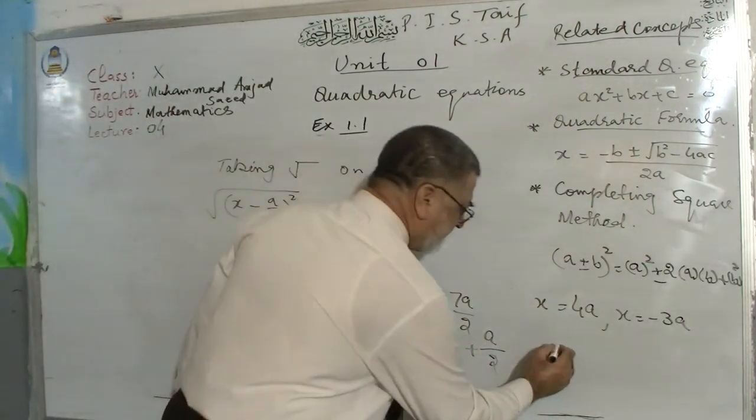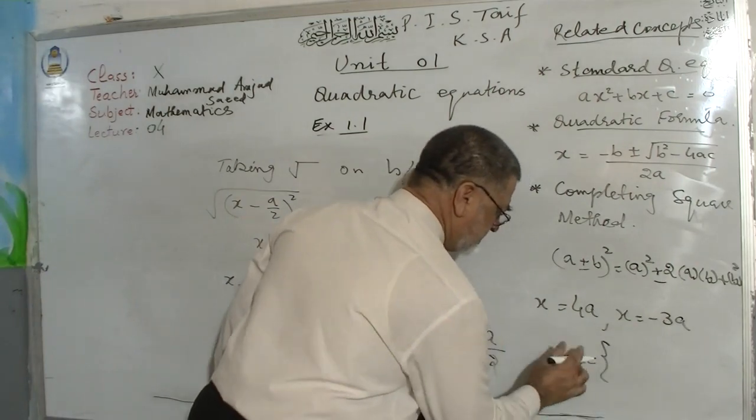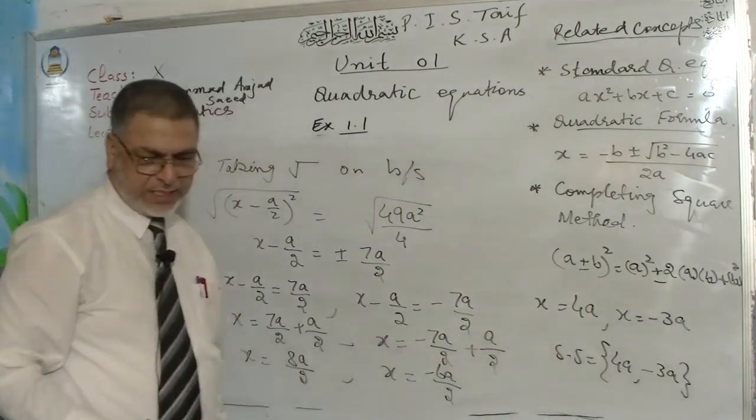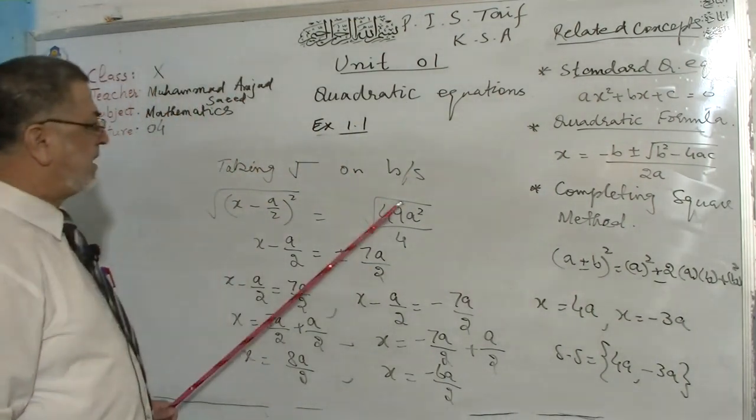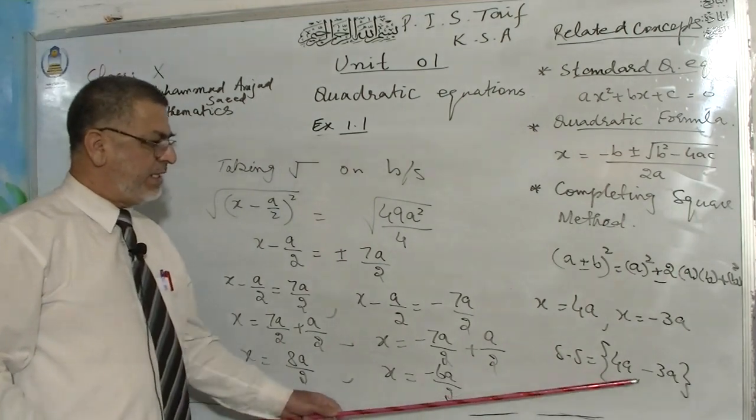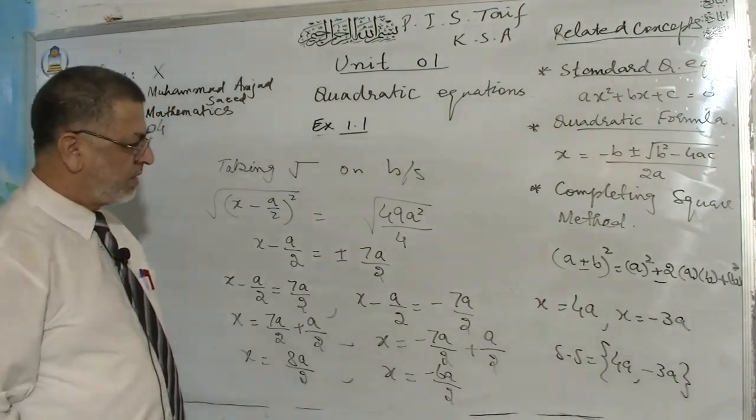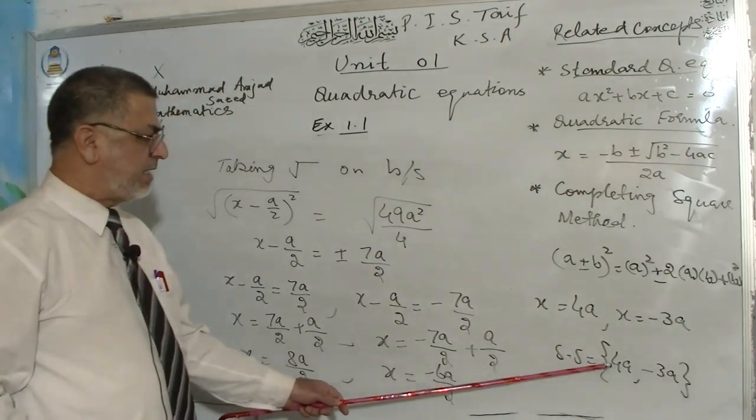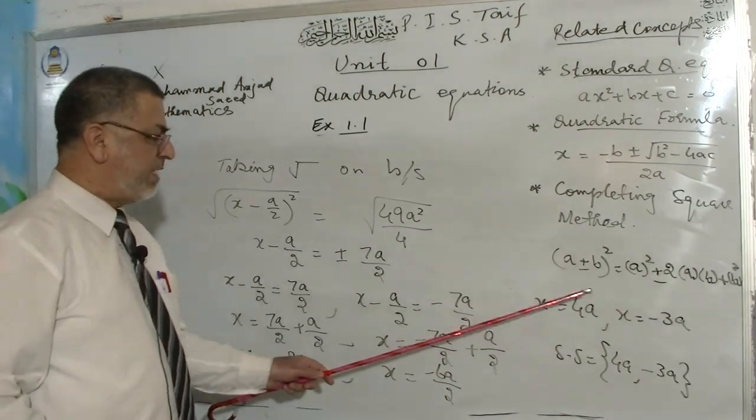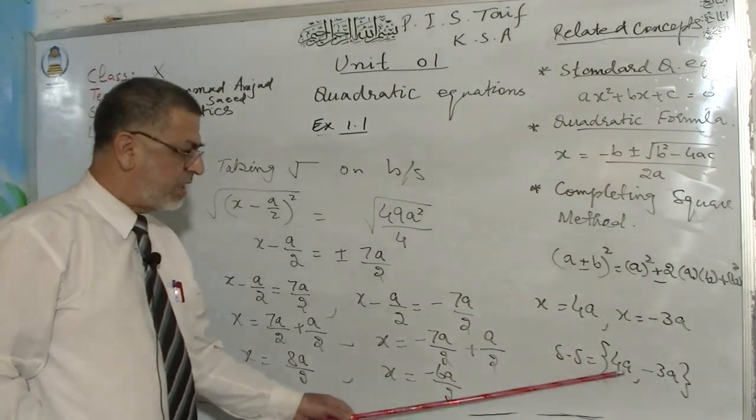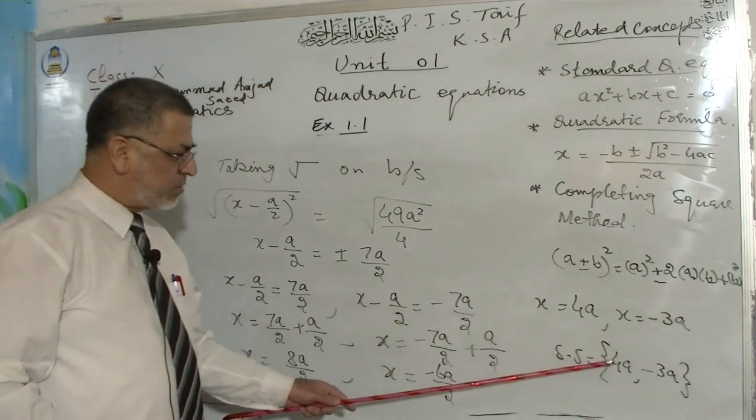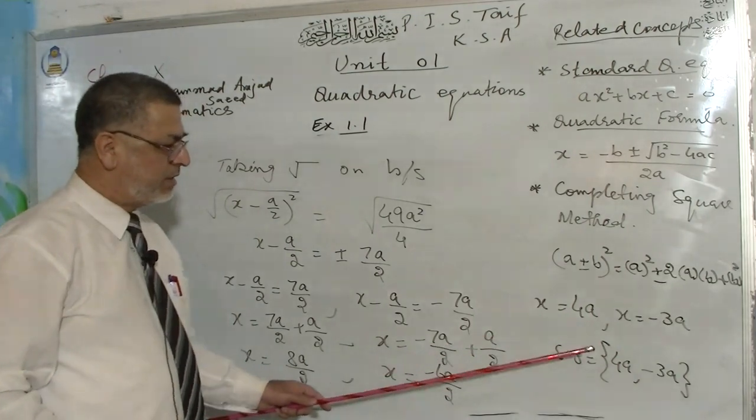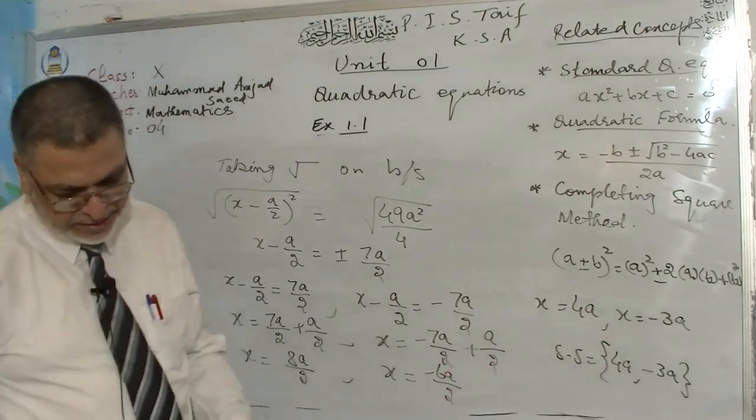So your solution set is 4a and minus 3a. Dear students, this is your answer of this square part and it will be written in these curly brackets. So don't write it in parentheses because basically these are the two values of the same variable x. That's why don't draw small brackets, otherwise it will be wrong. If you draw small brackets, the first value will become x and the second will be the value of y, but you have the same variable. So write your answer in this way, otherwise you will have a wrong answer.